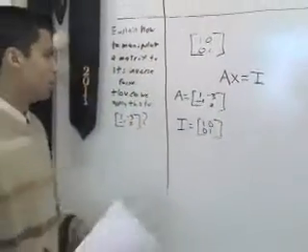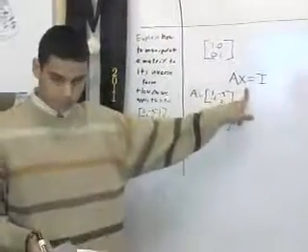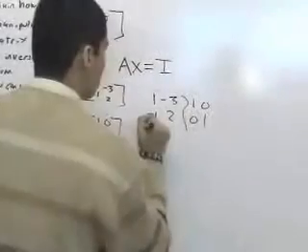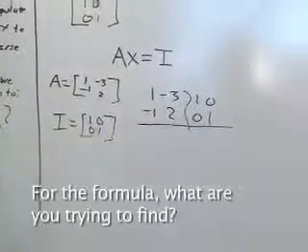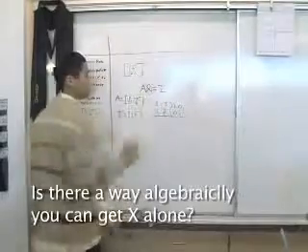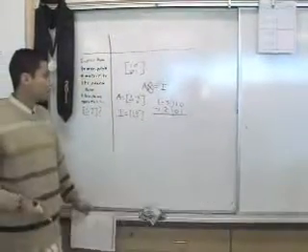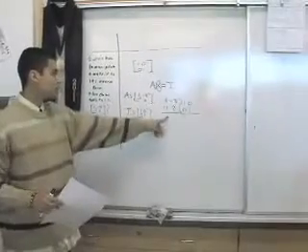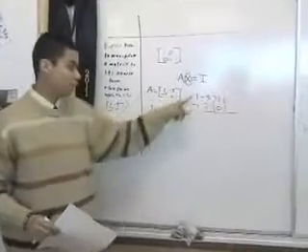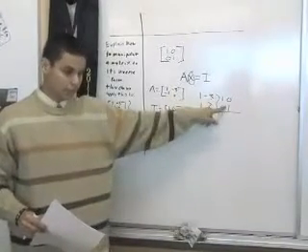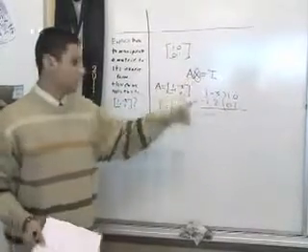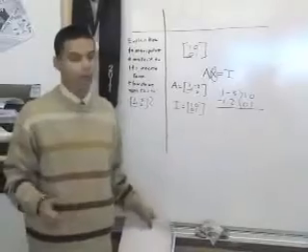Yeah, so we have to find the middle matrix. Where exactly is your place? How to get it on my board. For the formula, what are you trying to find? I'm trying to find x. So is there a way you can algebraically get the x alone? Well, to do that, I set this equal to this, and then I have to manipulate these two to get it to here. And then when I do that, I find x. But I just don't know how to manipulate the matrix.